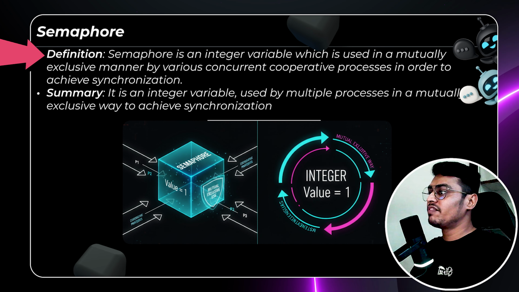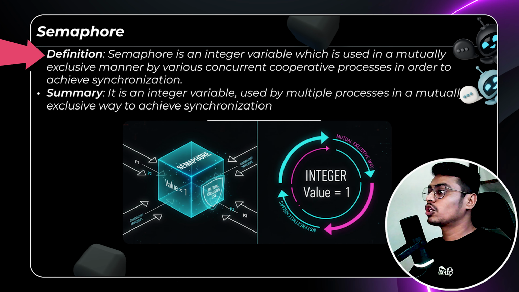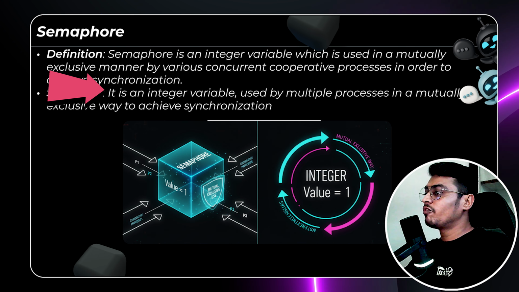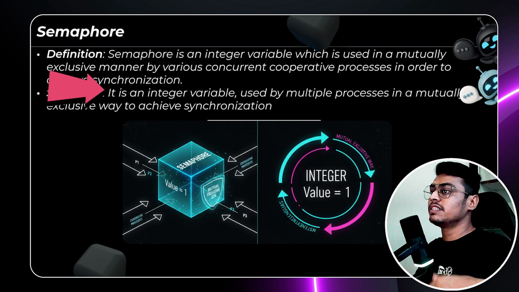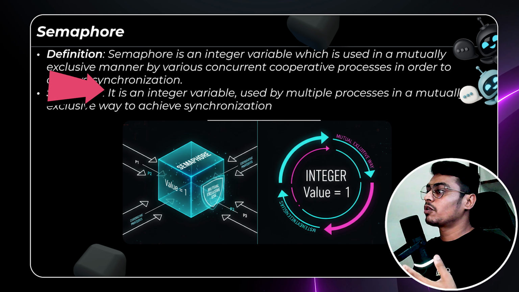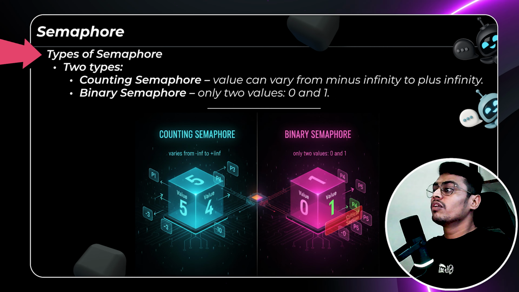Let's start with the definition. Semaphore is an integer variable which is used in a mutually exclusive manner by various concurrent cooperative processes in order to achieve synchronization. So, what is semaphore? It is an integer variable, and this integer variable is used by multiple processes in a mutually exclusive way to achieve synchronization.